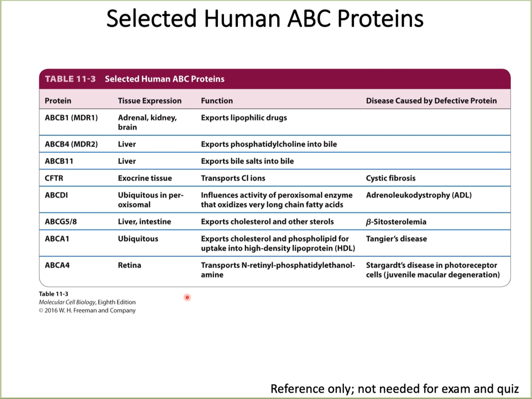The table shows selected human ABC proteins. There are more than 50 different mammalian ABC proteins. Eukaryotic cell ABC proteins localize to the plasma membrane and intracellular organelle membranes. They have high expression in the liver, intestine, and kidneys, where natural toxic and waste products are removed from the body.